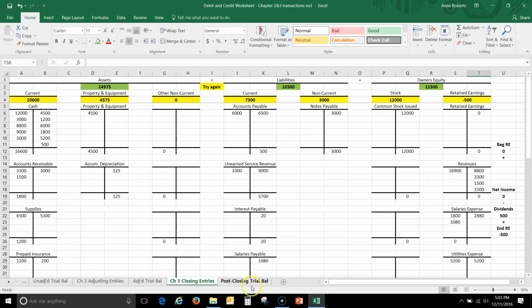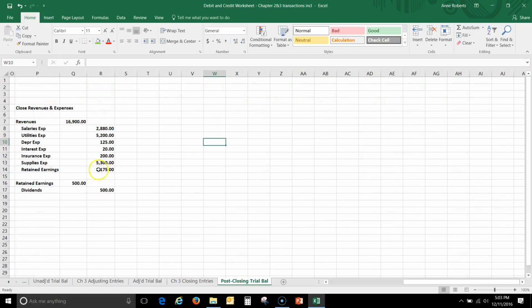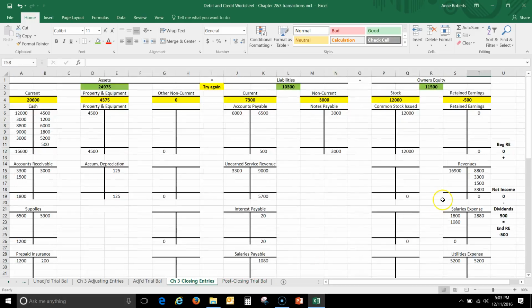Now, remember, going back over here, we needed a credit to retained earnings of $31.75. So if we come over here and we post a credit $31.75 to the retained earnings balance, look what happens. The balance sheet comes right back into balance. But now we've got a net increase in retained earnings of $31.75, and now revenues and expenses are all zero, so now we're ready for the new year.